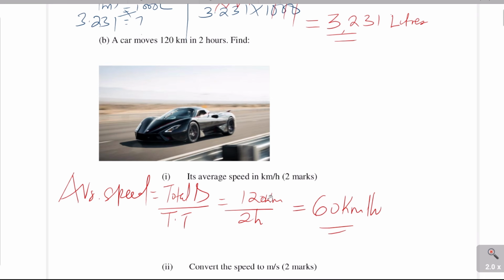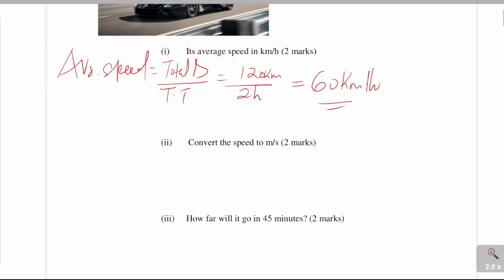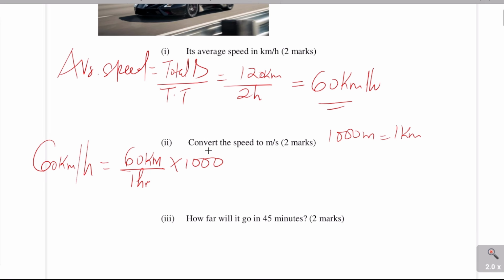Part 2, you're supposed to convert that speed to meters per second. So you're converting 60 kilometers per hour. Remember, we can write this as 60 kilometers divided by 1 hour. That is the meaning of 60 kilometers per hour. So you need to convert 60 kilometers to meters. And you know that 1,000 meters is equivalent to 1 kilometer. So to convert 60 kilometers to meters, you simply multiply that by 1,000.